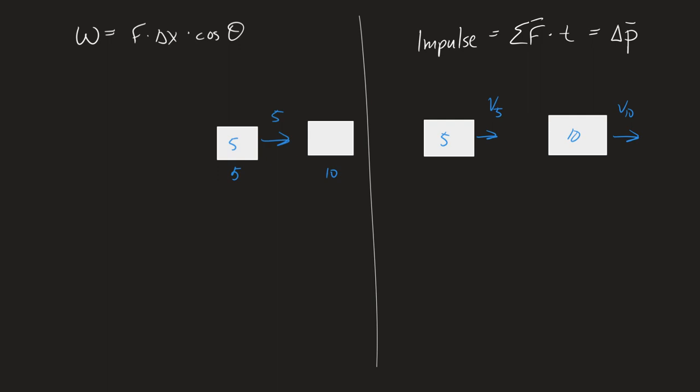By Newton's third law, the 10 kilogram block applied an impulse to the 5 kilogram block. In a collision, the total impulse is 0. Please just write that down. In a collision, the total impulse is 0. It has to be. The momentum doesn't change for the system.